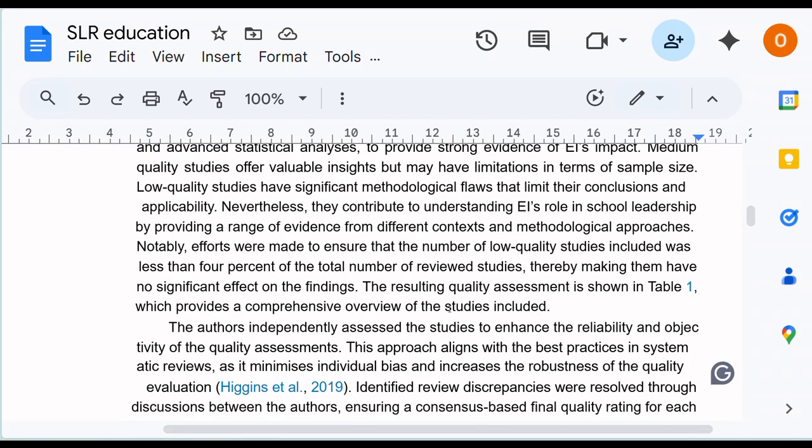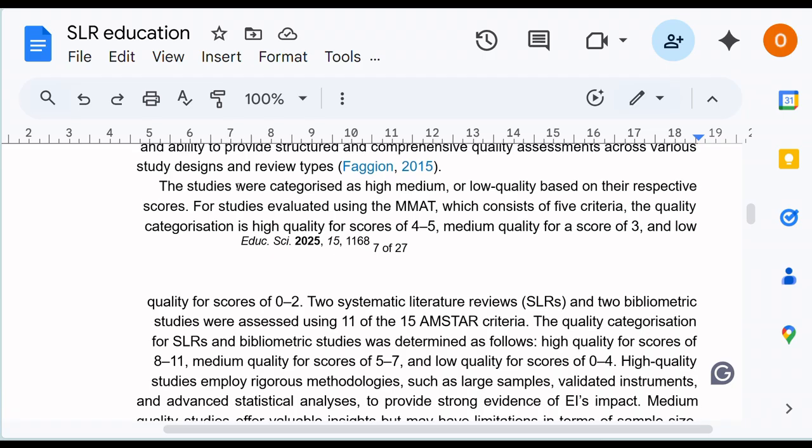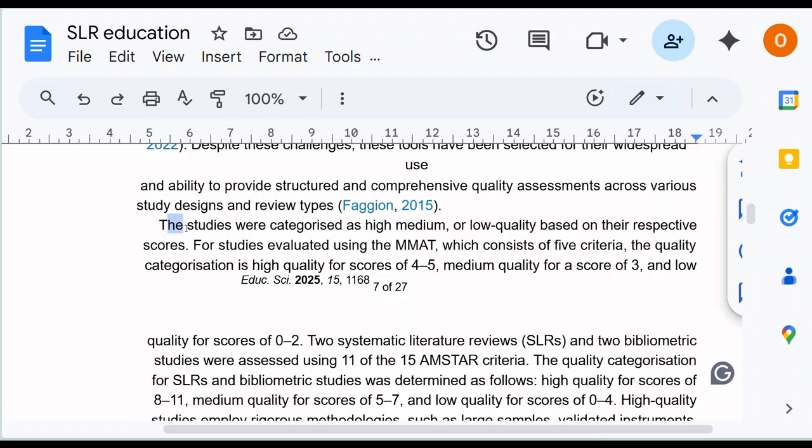it requires that you do the aggregate of the numbers that each of those studies score. What I'm trying to say is this. Let's look at this point. It says the studies were categorized as high, medium, or low quality based on the respective score.